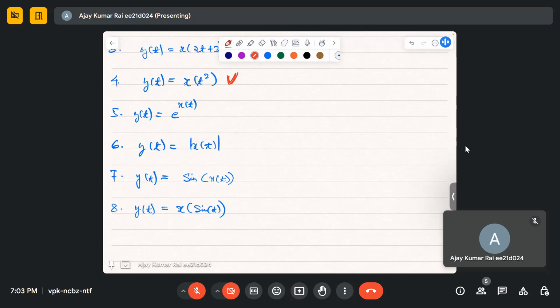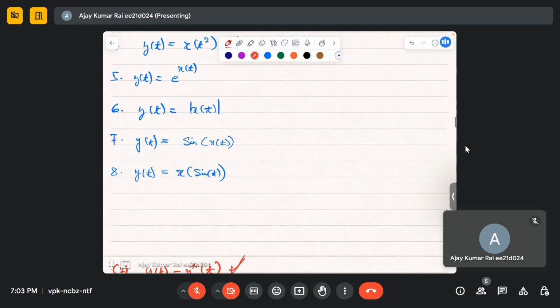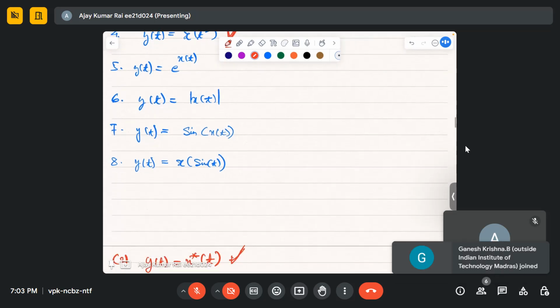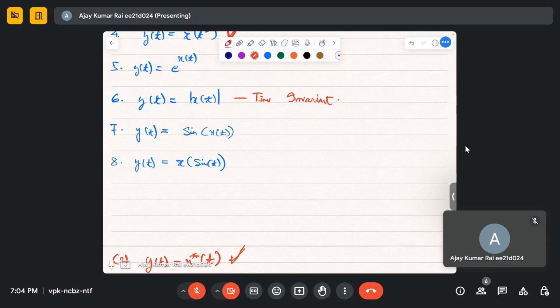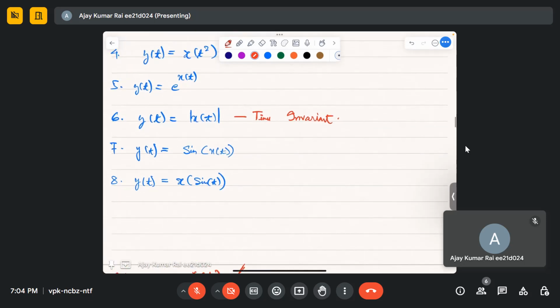So what do you want me to find out? Sixth one is again, okay, let's find the sixth one. Sixth one is simple. This is time invariant. Again, directly you can look and tell. Now the seventh one, sine x of t. Just delay the input by t naught.